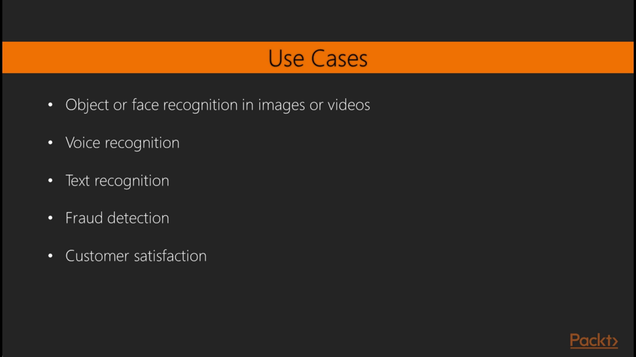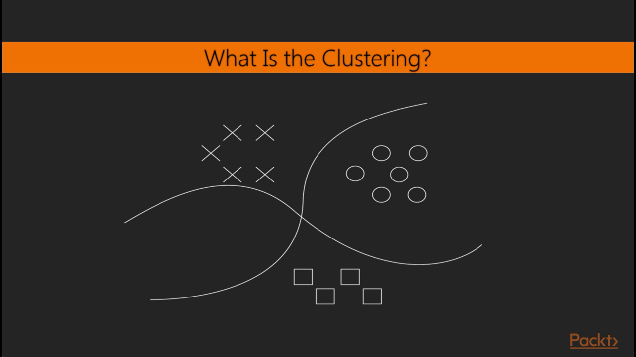Classification takes part in such fields as object recognition or face recognition in images or videos, voice recognition, text recognition, fraud detection in insurance companies, and customer satisfaction analysis. In this video, we are going to show you a basic classification task by taking a CSV file, which is already labeled data. On the other hand, clustering is a kind of grouping of variables without using labels.